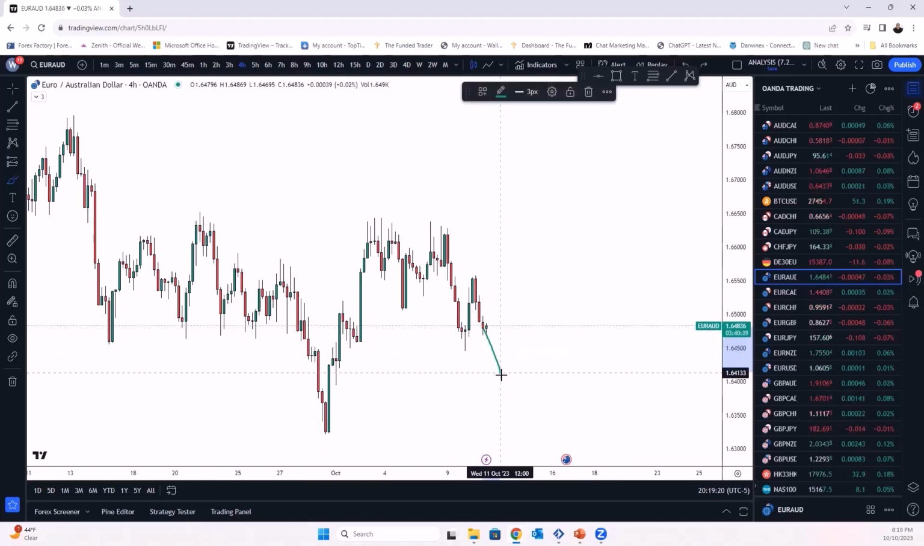Let the low be created, and then let the retracement happen and the retest happen at that level, and enter in here. Then that way you can be confident that now you can take it to the downside.